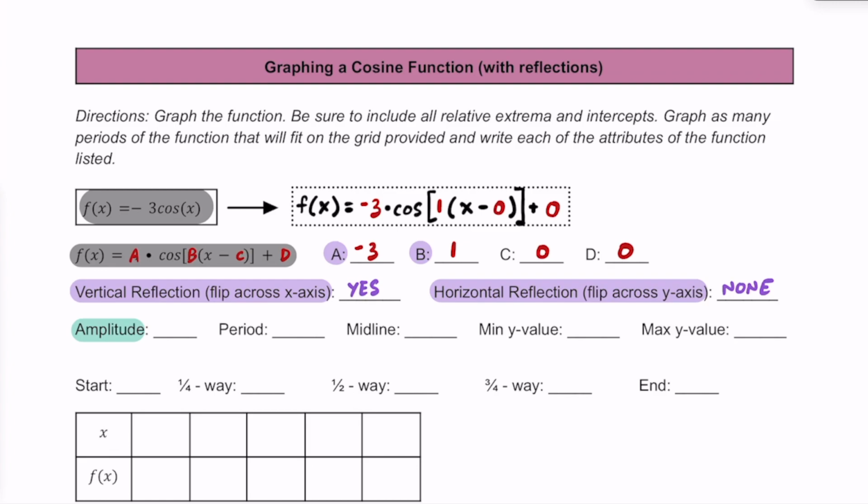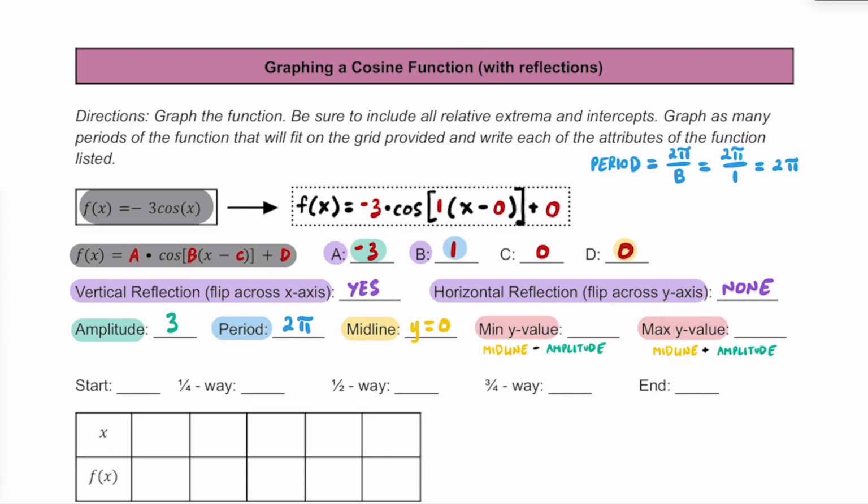As for the amplitude, that's going to be dependent on the absolute value of this a value, so the absolute value of -3, that's going to equal +3, so that's our amplitude. For the period, we're going to take 2 pi and divide that by our b value. Now we know our b value here is equal to 1, so 2 pi over 1 is just equal to 2 pi, so the period's not going to change here. Now for our midline, that's dependent on the value of d. Since d is 0, then our midline is still going to be at y equals 0, that horizontal line.